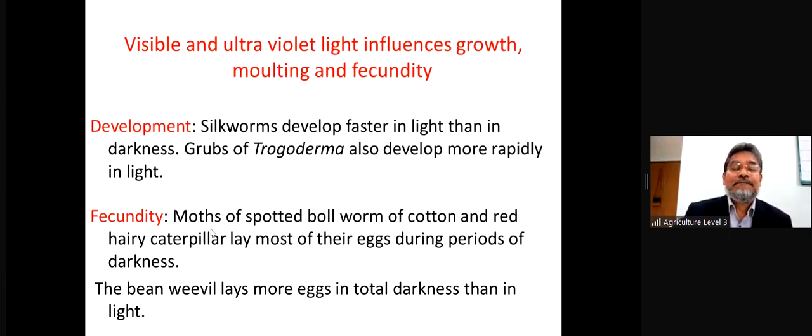So come to another parameter, fecundity. Is fecundity influenced by the change in the light? Yes, sometimes it happens. Let us come to a moth as an example. Spotted bollworm is an insect, mainly a pest of cotton. Another is the red hairy caterpillar. They lay most of their eggs during the periods of darkness. There are many such insects. They will lay eggs during the period of darkness.